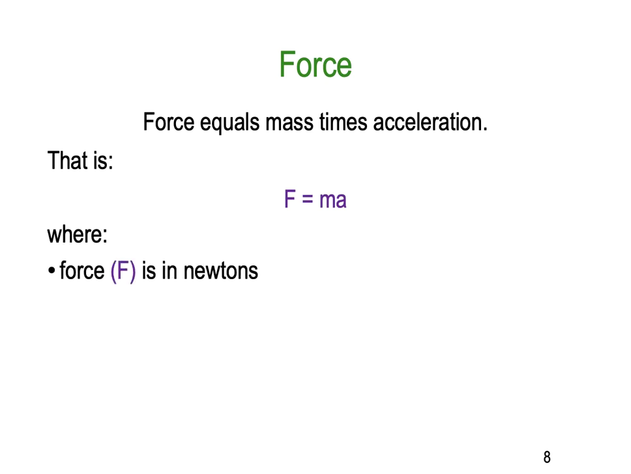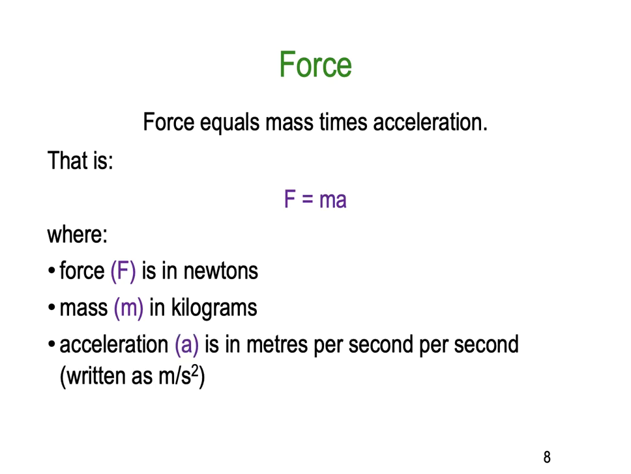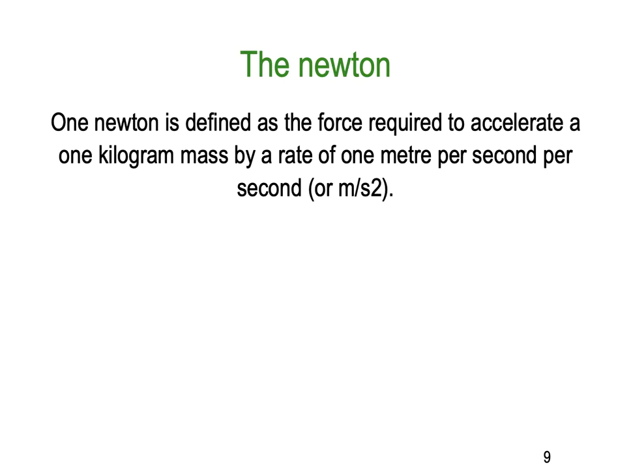where force F is in newtons, the mass is in kilograms, that's just the SI units for mass in kilograms or thousands of grams, and acceleration, lowercase a, in meters per second per second. So that's written as meters per second squared. So you can write per second, or you can go meters per second squared. So got all that in our heads.